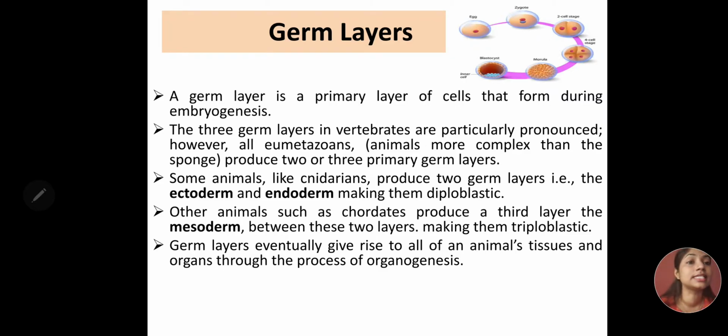Whereas other animals like chordates also produce a third layer of cells that is known as mesoderm. Between these 2 layers, between the ectoderm and endoderm, you have the middle mesoderm. So therefore, it makes them triploblastic. Germ layers eventually give rise to all of the animal tissues and organs by the process of organogenesis.